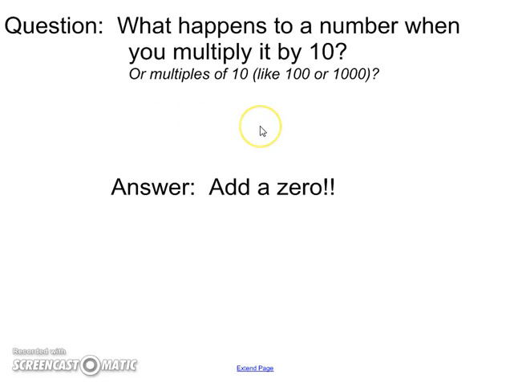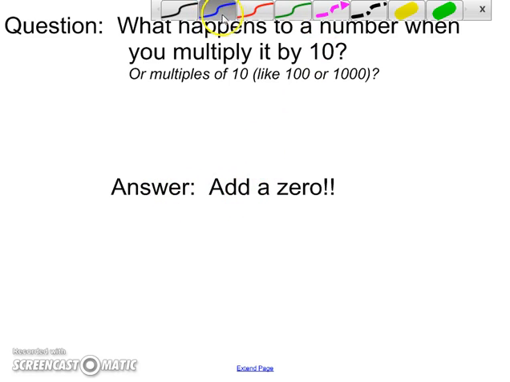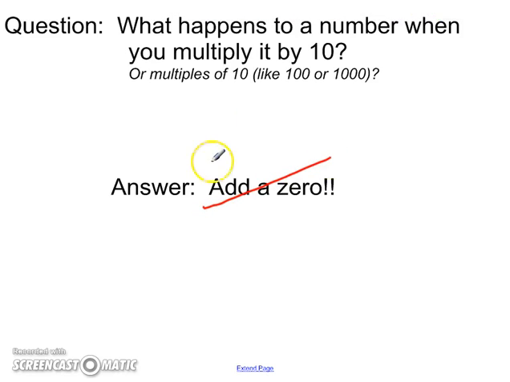So, first of all, we need to talk about what happens to a number when you multiply it by 10, or multiples of 10, like 100 or 1,000. And one of the common things that people try to tell me is that, well, we simply add a 0. That is incorrect. We do not add a 0. Okay, that is the elementary version of what we are actually doing. And it's half correct, but it's not completely correct.